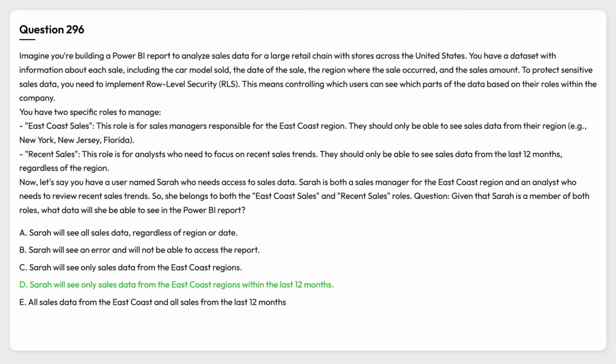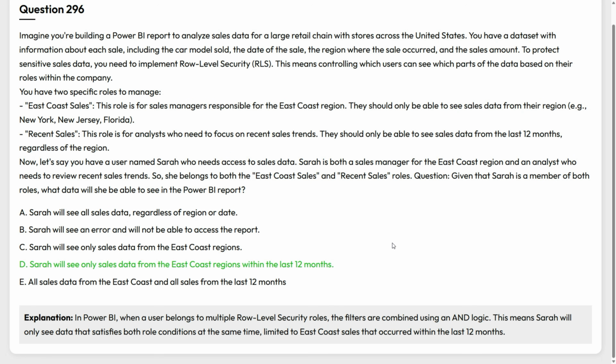The correct answer is option D. Sarah will see only sales data from the East Coast regions within the last 12 months. In Power BI, when a user belongs to multiple row-level security roles, the filters are combined using an AND logic. This means Sarah will only see data that satisfies both role conditions at the same time, limited to East Coast sales that occurred within the last 12 months.